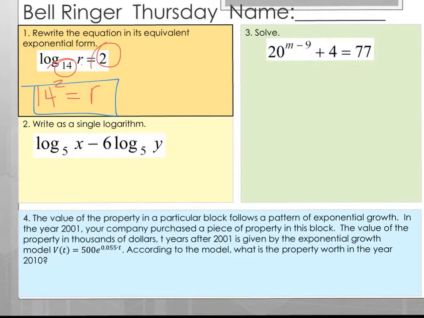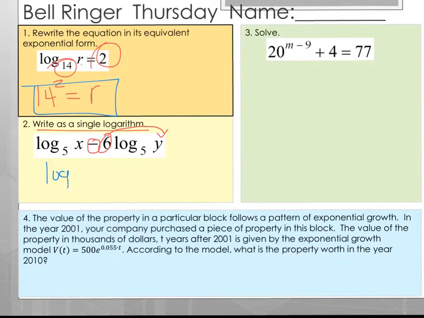And number 2, they want us to express this as a single logarithm. First, I'm going to just check and see, do we have any numbers that are multiplying the front of that log that can become the exponents? Yes, we do. That 6 that's in front of that log can become the exponent on the y. And then I noticed that this log is negative, which means that part is going to be in the denominator when we express this as one log.